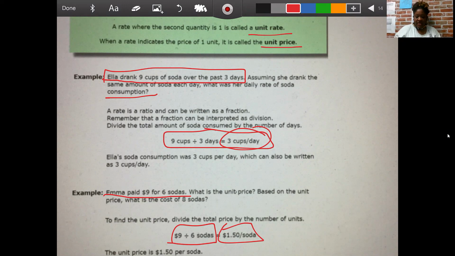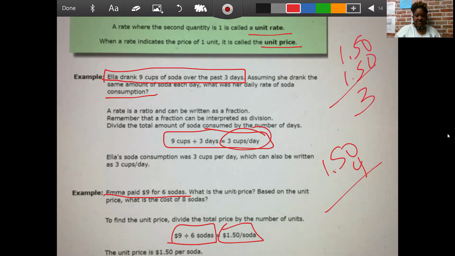So now that you have the $1.50 per soda, how much does 4 cost? You multiply, or you can add $1.50 plus $1.50 is $3. And if I do that again, it's going to be $6. So it would cost $6 for 4 sodas. Okay?